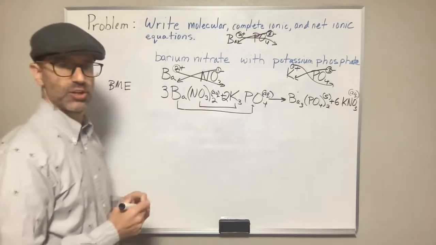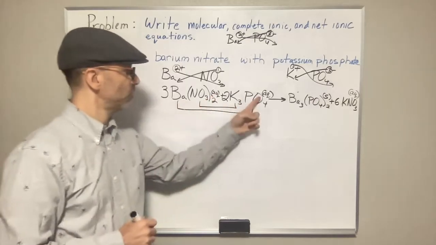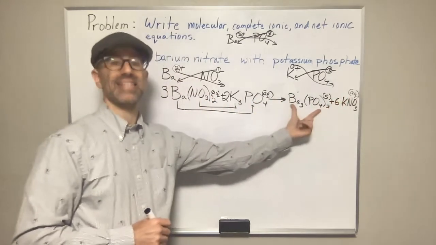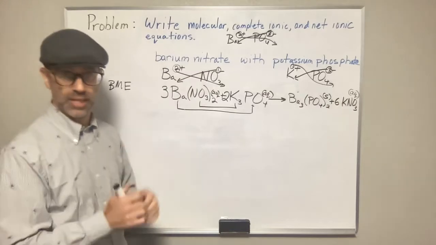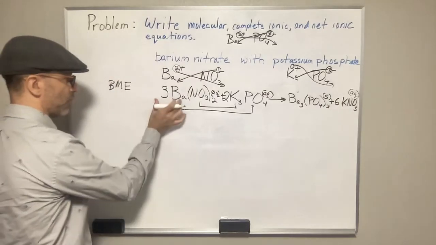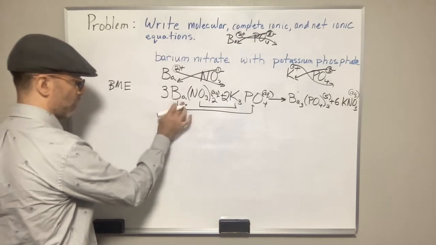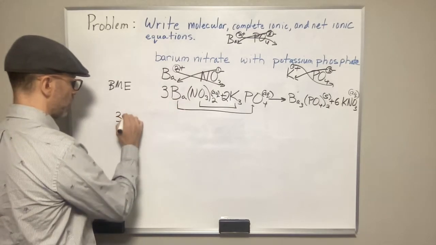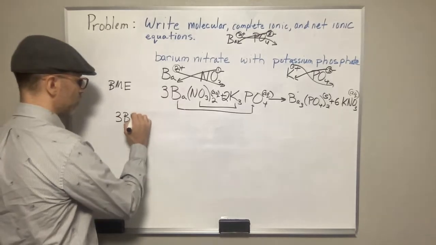So that's all we're going to do. Anything that is aqueous, we're going to separate. Anything that's solid, liquid, or gas, we keep together. So here we go. I have 3 bariums. So that's going to be 3Ba2+.